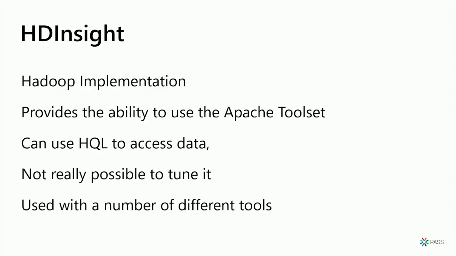Okay, HDInsight is still around. It's a Hadoop implementation. It provides the ability to use the Apache toolset, and you can use HQL to access your data. It's not really possible to tune this. The other thing with HDInsight is it tends to be expensive to keep running all of the time. So a lot of people use them, and then they create various scripts to take them up and down because they can be expensive to run over time. And it can be used in a number of different tools.